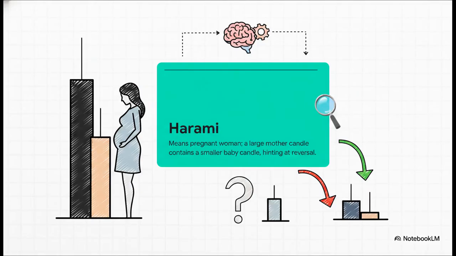Now, the visual metaphor for the harami pattern is actually super fascinating. In Japanese, harami translates to pregnant woman. And you can see why, right? The first candle is this large mother candle, and the second is a much smaller baby candle that's completely contained inside the mother's body. Psychologically, this tells us that the market's aggressive momentum has suddenly hit a brick wall. It's just contained. Now, it's not a guaranteed reversal quite yet, but it's a massive, flashing warning sign hinting at one as long as the third candle confirms it.